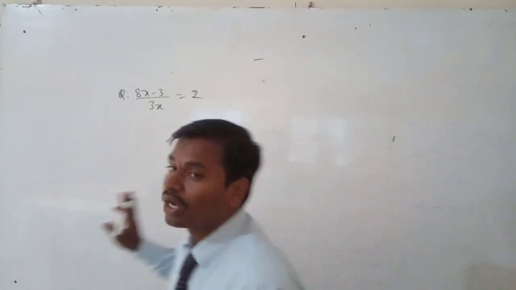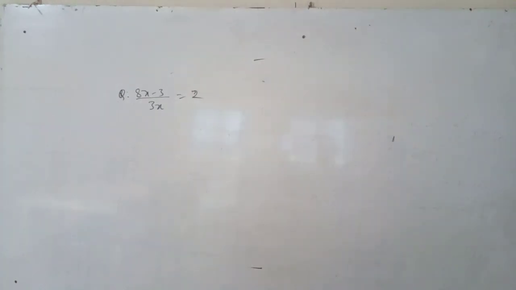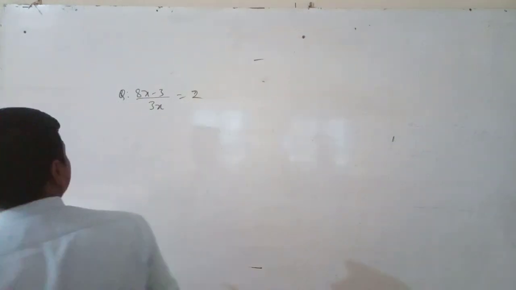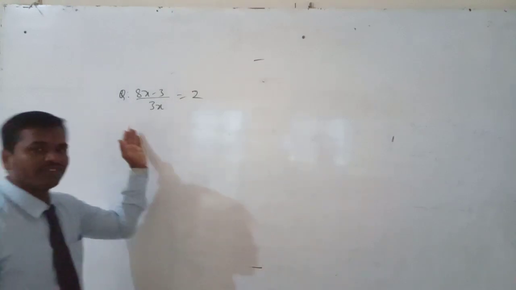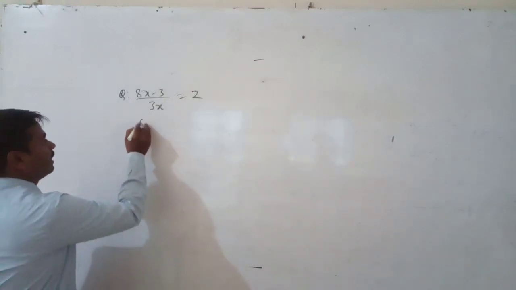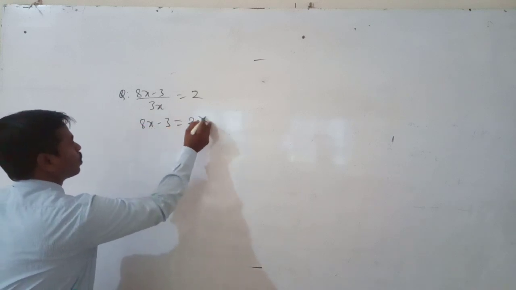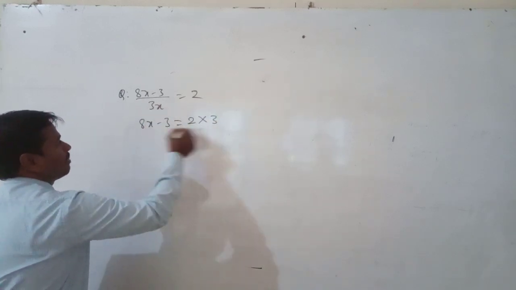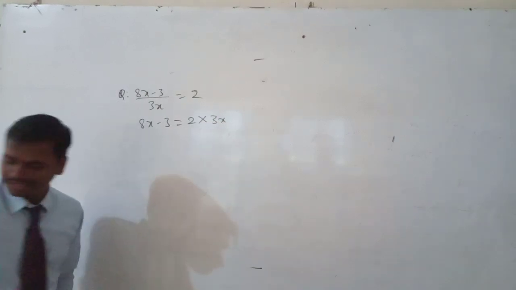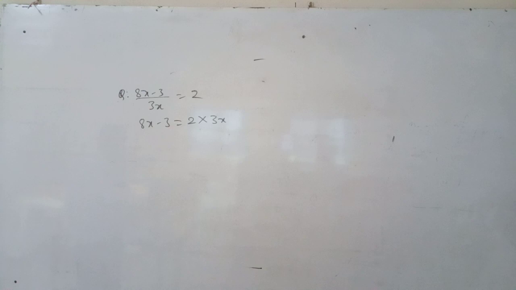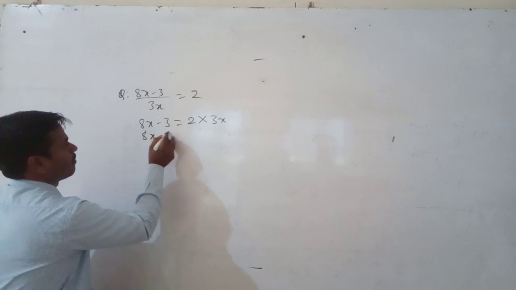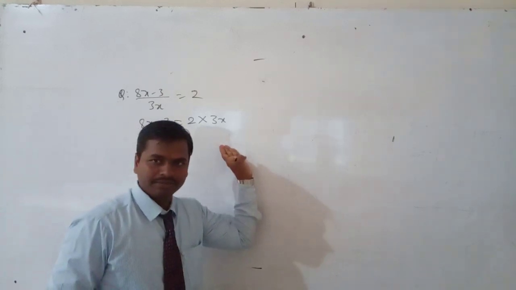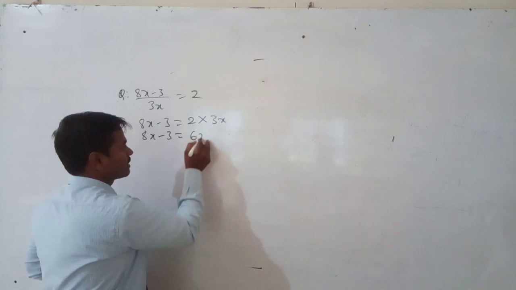What we should do now? Reduce this equation to the standard linear form, then solve the equation. Here division is there, shift to the right side. If we shift it to the right side, it will become 8x minus 3 equal to 2 into 3x. Division will become multiplication. Now 8x minus 3 equal to, 2 3s are 6, that is why 6x it will become.